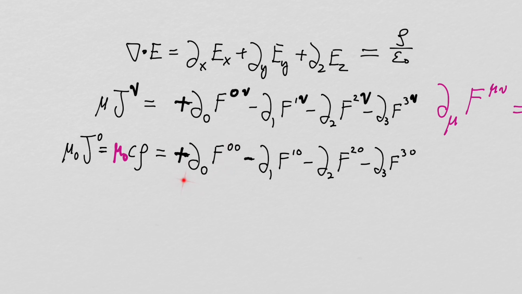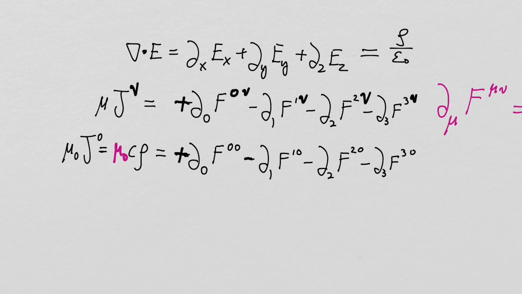And then we get this time derivative, or x naught derivative, of F00, but we know that F00 is 0 because we know that F is antisymmetric and its diagonal elements are 0. So we know that this is not a thing. So we now have the x1 derivative of F10, the x2 derivative of F20, minus the x3 derivative of F30.